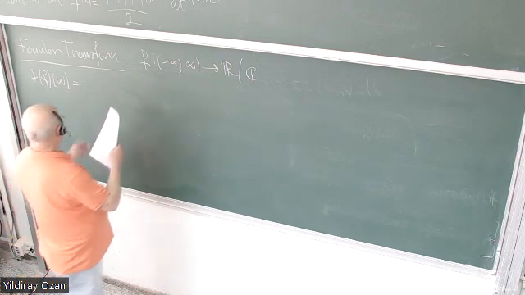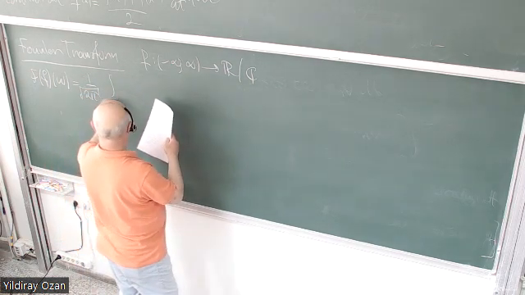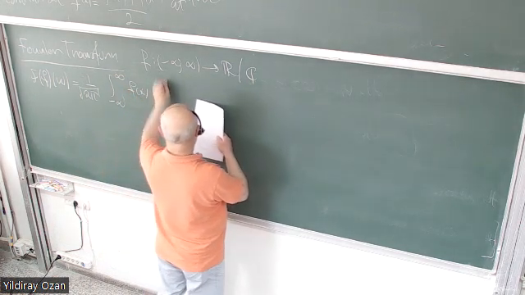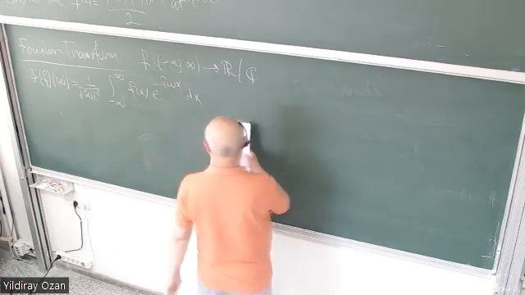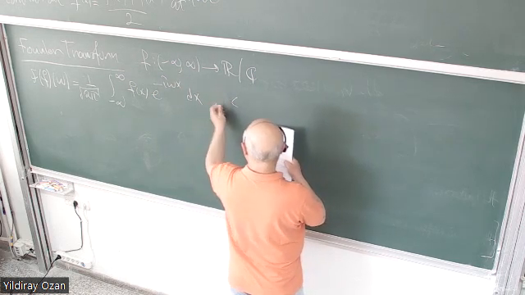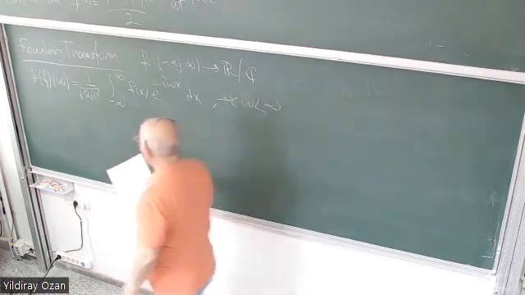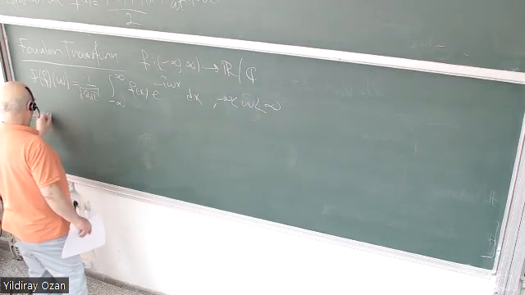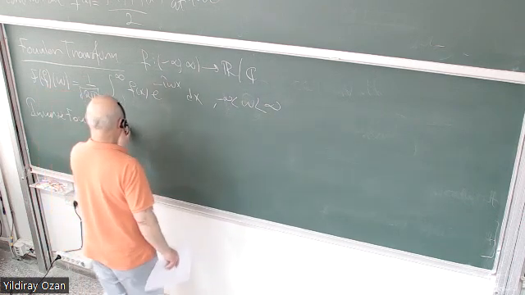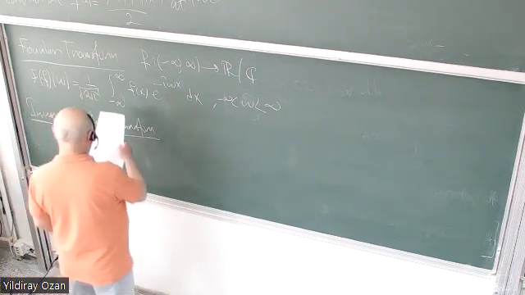Evet, ben biraz notasyonu karıştırdım ama neyse, tamam, sorun değil. Buna 1 over 2 pi diyeceğiz. Minus infinity plus infinity f of x e to the power minus i w x dx. Here w is between minus infinity and infinity. And then inverse Fourier transform. It is this one.